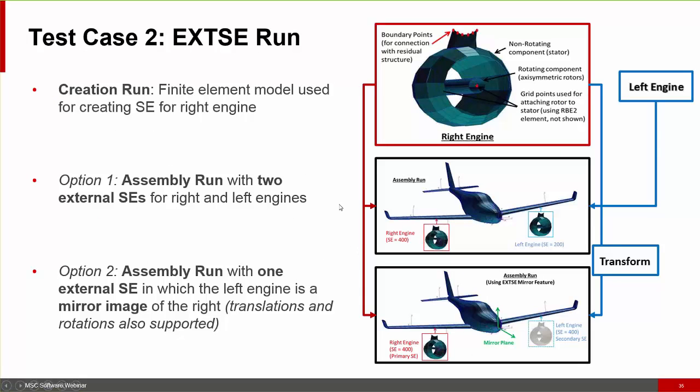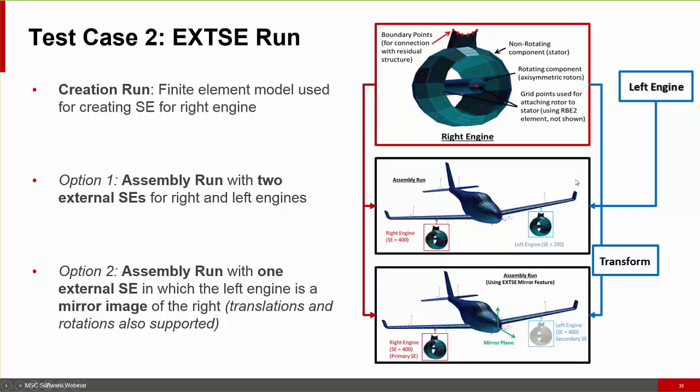And here's another feature of this. So for instance, let's say the right engine, we decide to reduce, or in a creation run, if you will, produce a superelement for the right engine and then integrate it into the assembly. We could, of course, do the same thing with the left engine. So we make a left engine superelement and then connect that with the airframe.